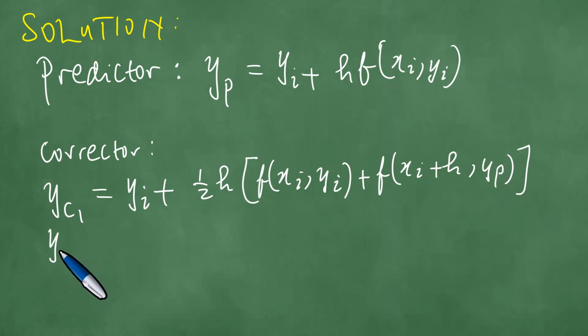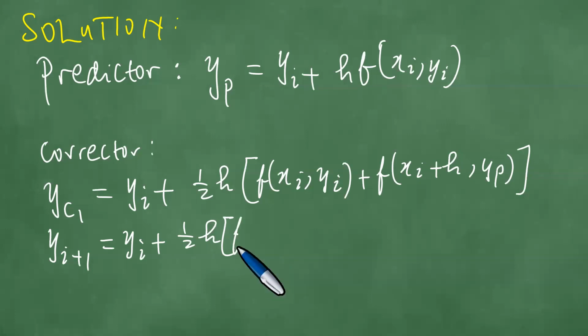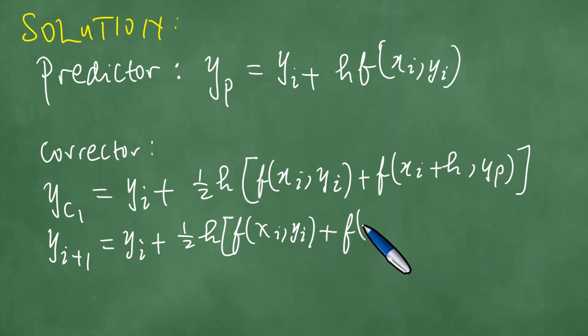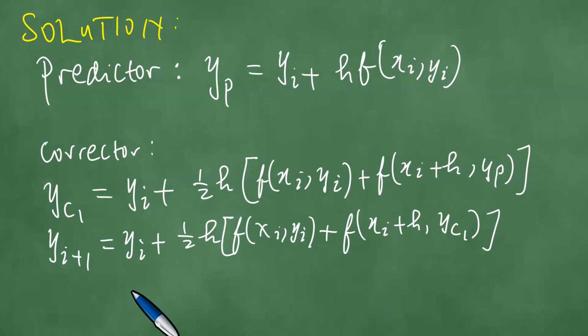Then the second correction is seen as YI plus 1, which is YI plus H, and then we have XI, YI, plus XI plus H, and then you have YC1. So here you put the first corrector value, like so. And these are the formulas that we're going to use. But here we have two cases. So first we're going to solve the x one, and then we're going to solve the one for y. So let's continue to solve this problem.